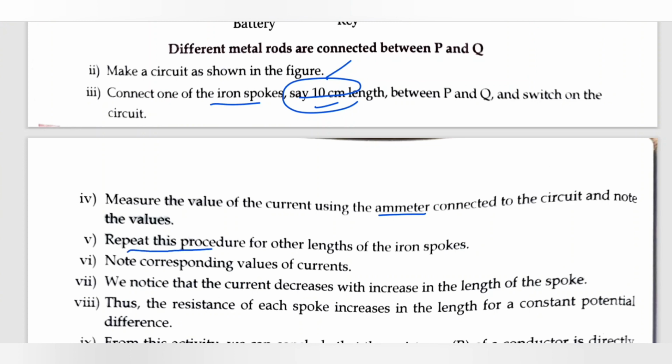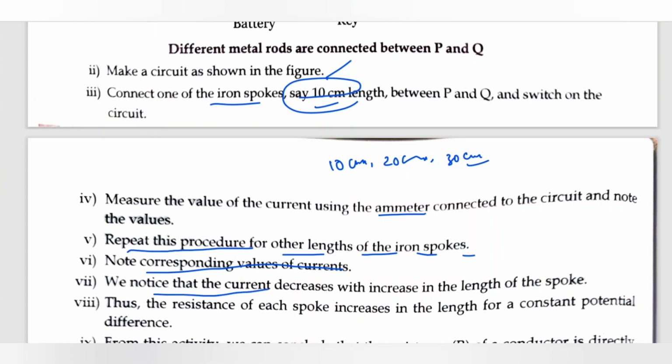Now repeat this procedure for other lengths of iron spokes. First we have tried 10 centimeter length. Next go for 20 centimeter, 30 centimeter, and repeat the experiment and note down the current values. So note down the corresponding values of current for different values of lengths.